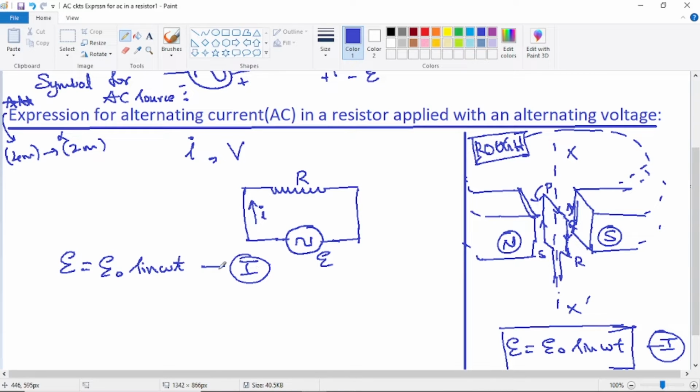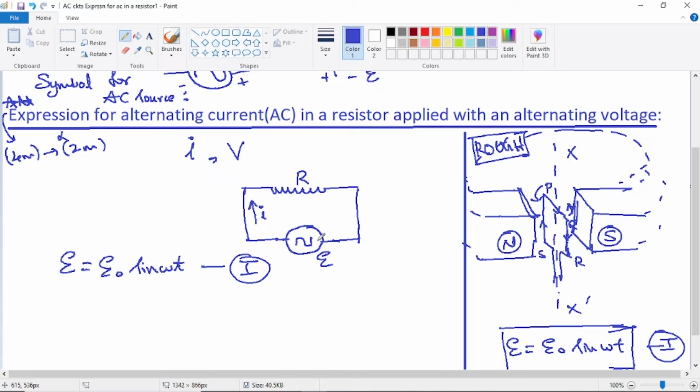Here we are using the result we obtained in the previous topic belonging to the previous lesson. So that's the alternating EMF, and E naught is the peak EMF, the maximum value of the EMF. So that's the equation here.